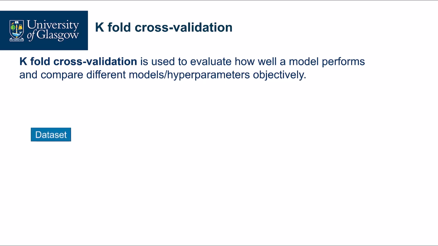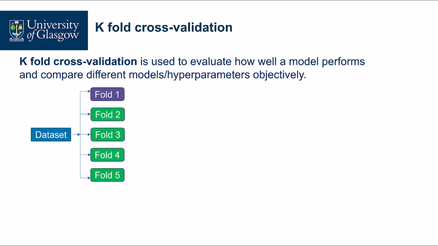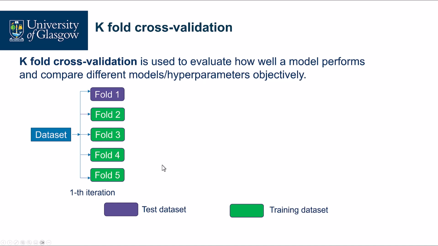Now I have a data set. I divide it into 5 folds, fold 1 to fold 5. In the first iteration, I use fold 1 as the test data set and fold 2 to fold 5 as the training data set. From this, I train a model, then I test with fold 1.